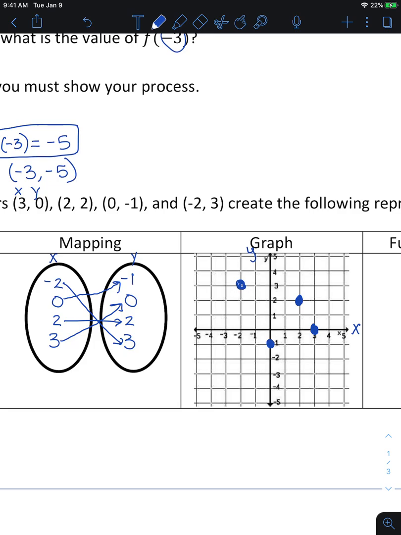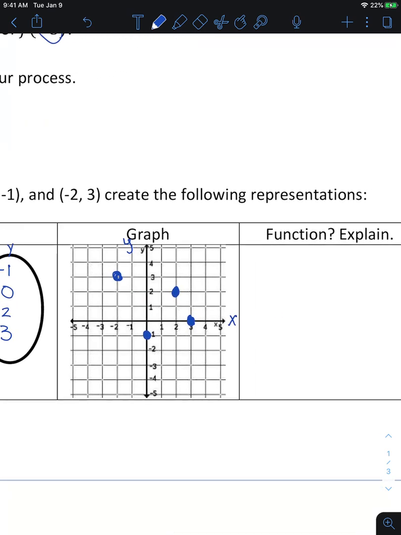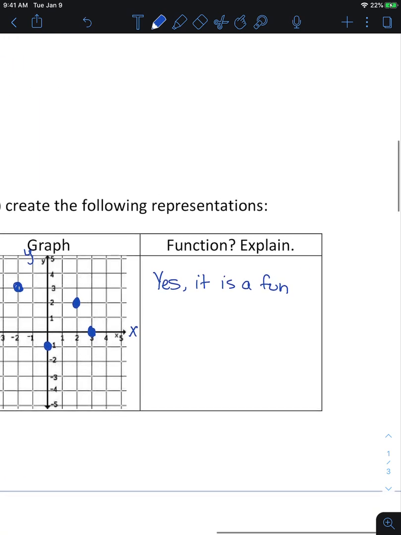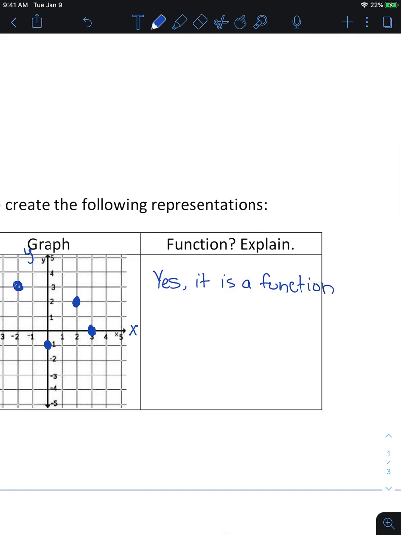Okay, lastly, it says, is it a function? And explain. Well, did any of our x values repeat? No, they didn't. So yes, it is a function. Okay, explain. None of the x values repeat. Sorry, my handwriting's getting a little sloppy. Okay, none of the x values repeat. So yes, it is a function.